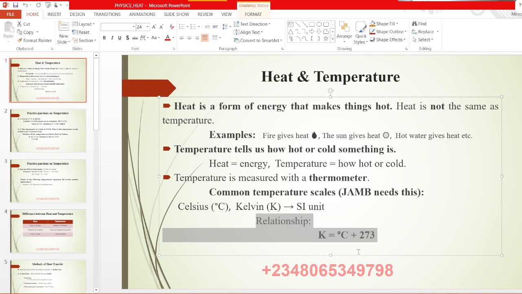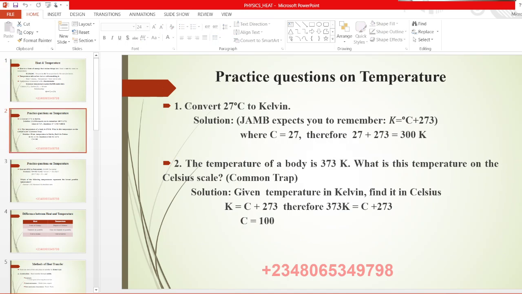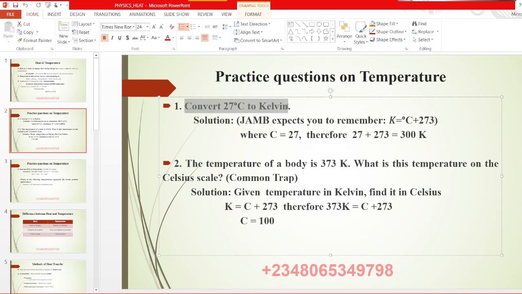So peradventure you come across a question where it asks for the equivalent value of a body with a temperature of so many Celsius, please note that you need this formula: Kelvin equals Celsius plus 273. Let's look at some questions on that. Practice question: convert 27 degrees Celsius to Kelvin. Remember that Kelvin is the SI unit for temperature. So it is expected that you remember the formula, Kelvin equals Celsius degree plus 273. Given a Celsius degree of 27, we add it to 273 to give us 300 Kelvin.